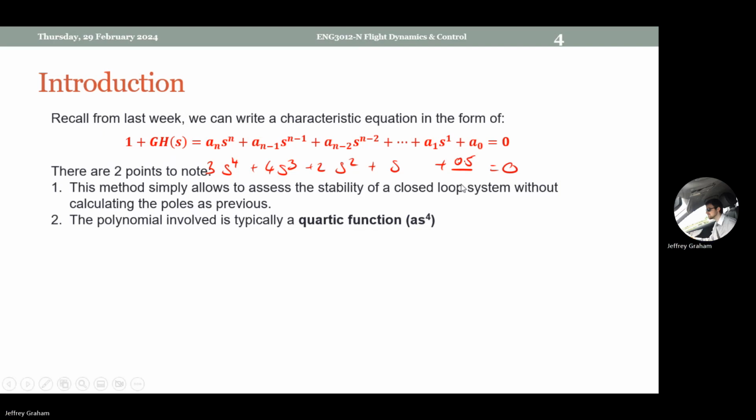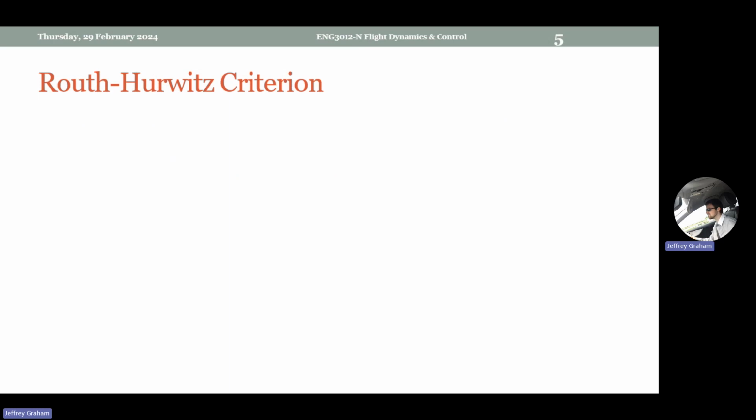Right. Emphasize the fact it's a quartic function, typically in longitudinal sense. We have the phugoid and short period, which are power 2 terms each. In lateral directional, you have the Dutch roll, the spiral modes, and the roll modes are the four key ones out of that.